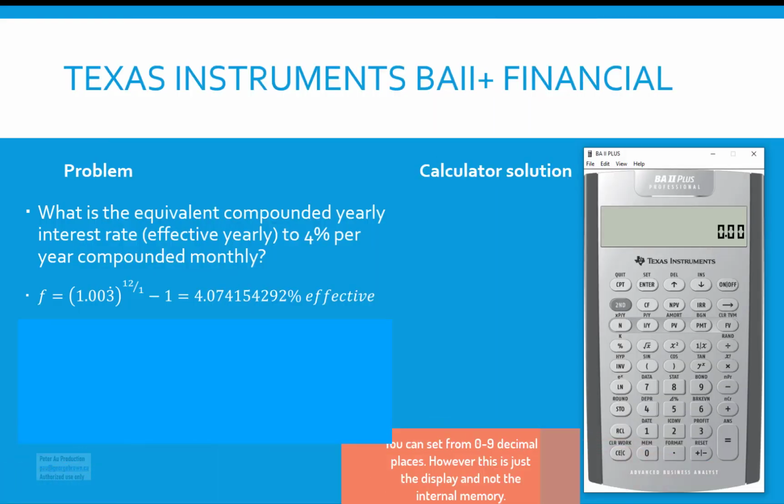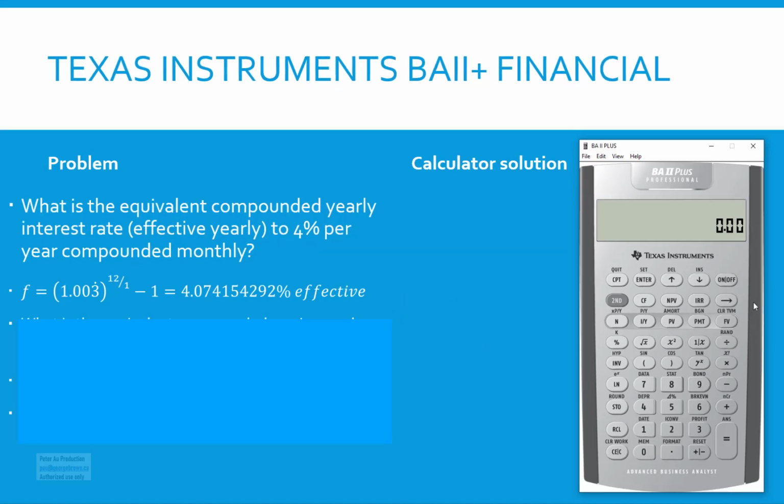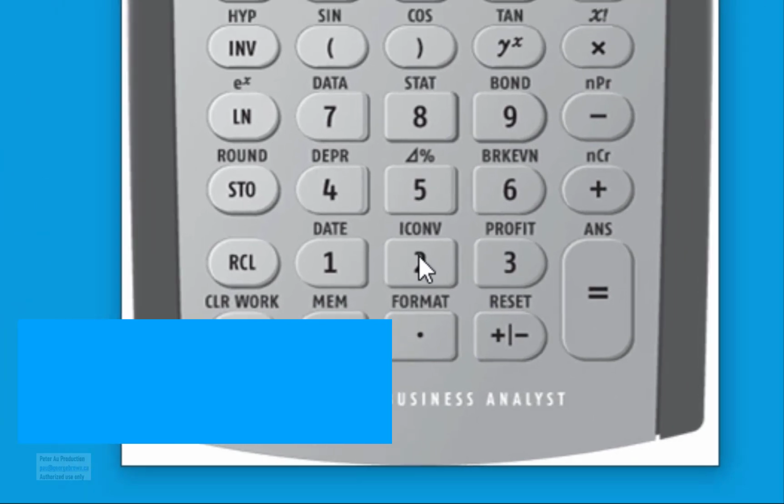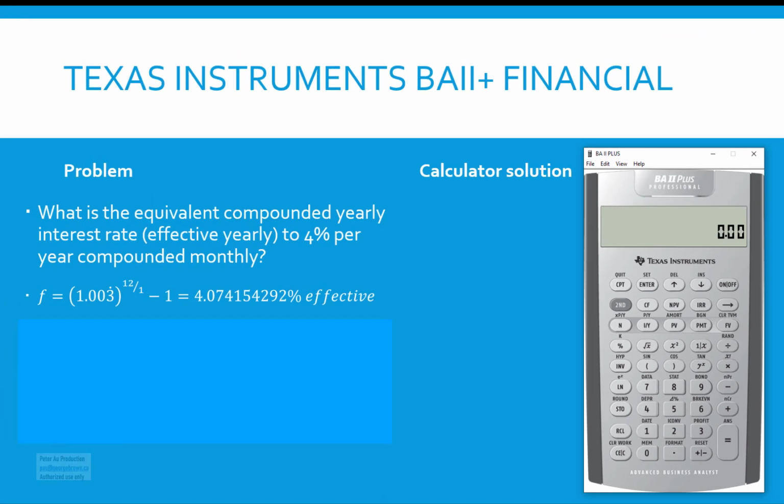Converting interest rates. What is the equivalent compounded yearly interest rate, i.e. effective yearly, to 4% per year compounded monthly? The mathematical solution is shown. We do this by using the ICONV function, which stands for interest conversion. Before we do this, we will set our calculator to 9 decimal places by pressing second function, format, which is the same as the decimal button, press 9 to set 9 decimal places, and press enter. Then we leave, second, quit.